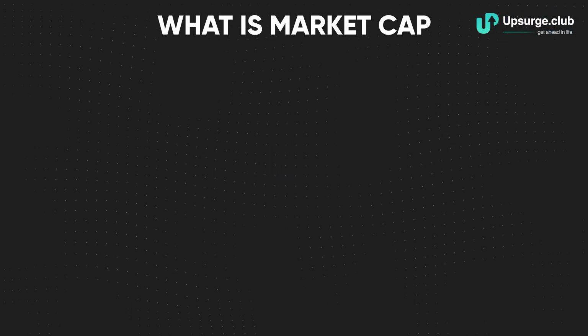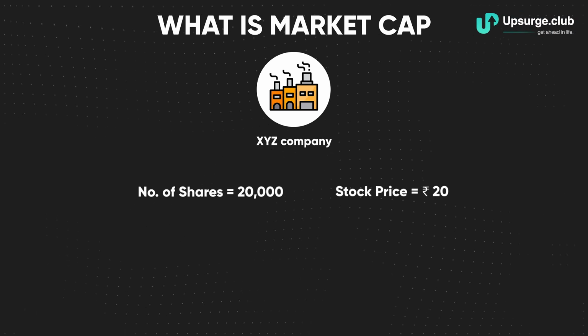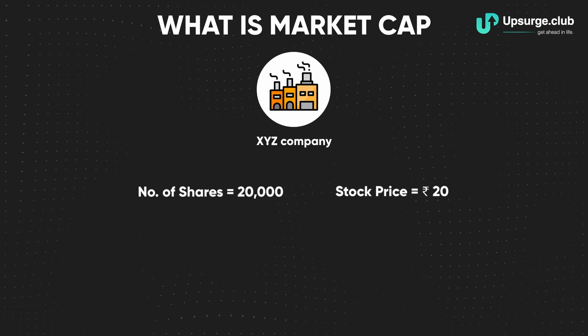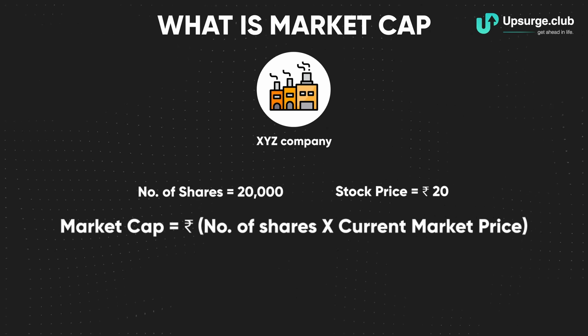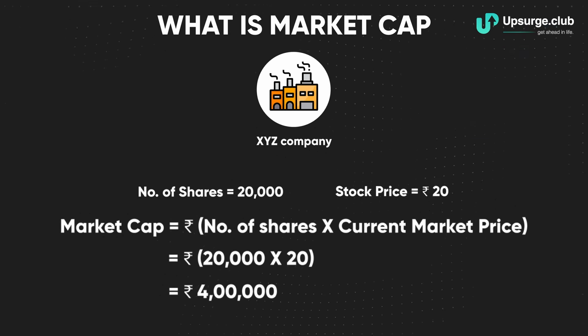Before that, try to understand what is a mid cap, what is a small cap, what is a large cap. It is categorized by market cap. Now what is market cap? Consider the company has 20,000 shares which are outstanding, and the stock price is say 20 rupees. The market cap is equal to the number of shares times the current market price. So 20,000 into 20 rupees gives you a market cap of 4 lakh. In the same way, there could be companies which would have market caps of 100 crores, 1000 crores, 5000 crores, 5 lakh crores, etc. So this is how you categorize market cap.